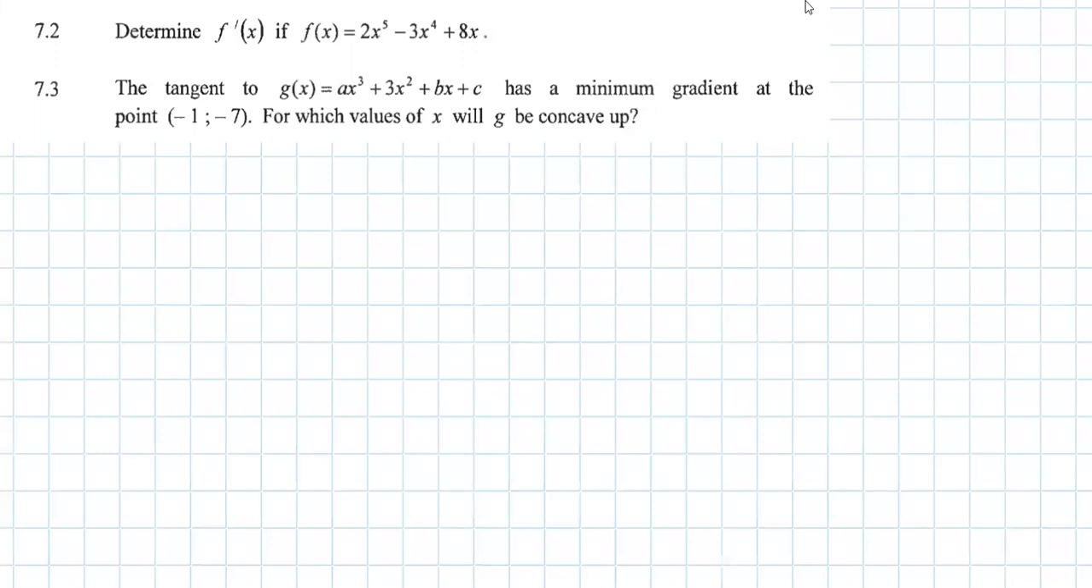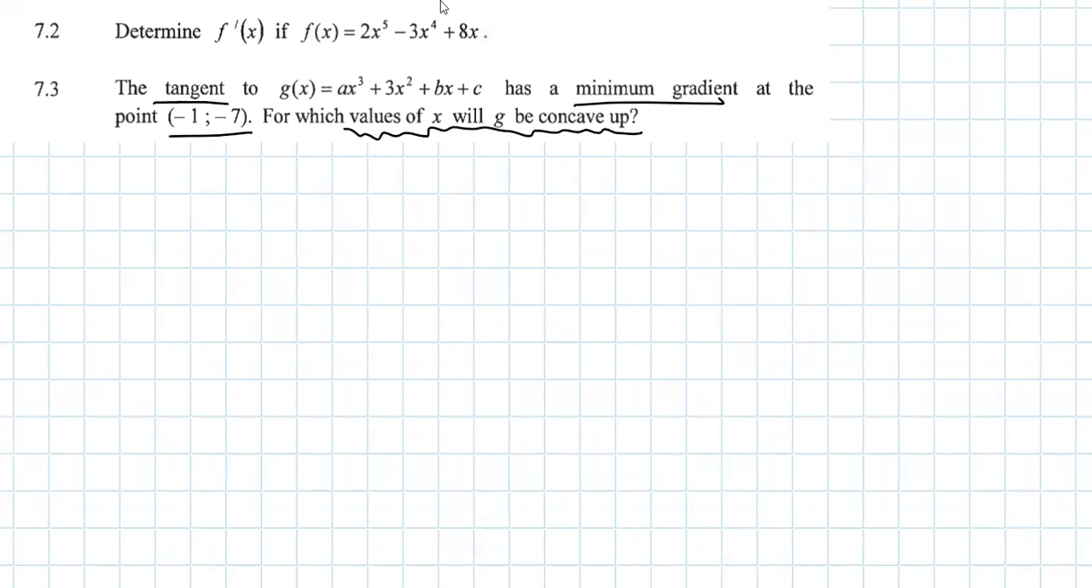Number 7.3, the tangent to g of x, so this is the ABCD thing, so there's three unknowns here, has a minimum gradient at the point of -1, -7. For which values of x will g be concave up? So this sort of question, got a lot going on here. So the tangent to g has a minimum gradient.